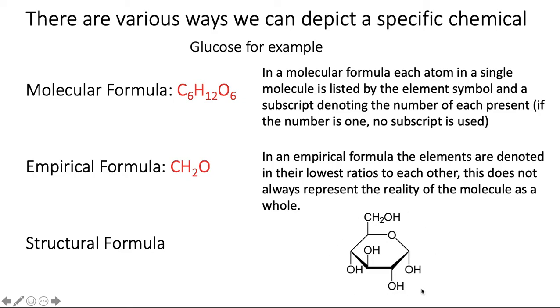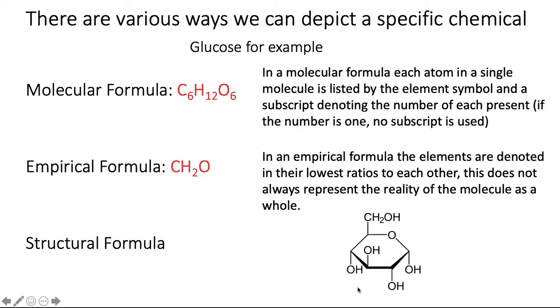Then the last way of representing a molecule is the structural formula. Molecular formulas are all good because they tell us what types of element are involved and how many of each. However, they don't really tell us how these are arranged in a molecule. I don't know who is bonded to what. By just looking at this simple notation here, I cannot tell which atoms are connected to what. And that is what the structural formula is for.